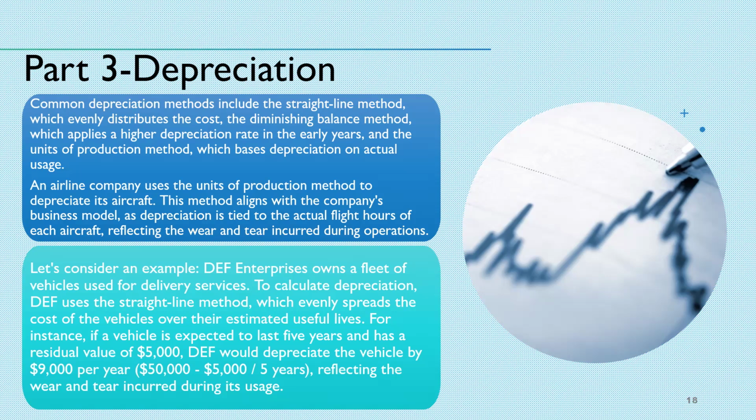For instance, if a vehicle is expected to last 5 years and it has a residual value of 5,000, DEF would depreciate the vehicle by 9,000 per year. That is cost minus residual value divided by useful life to become the depreciable amount to be depreciated equally over the useful life of the asset, and it will reflect the wear and tear incurred during its usage.